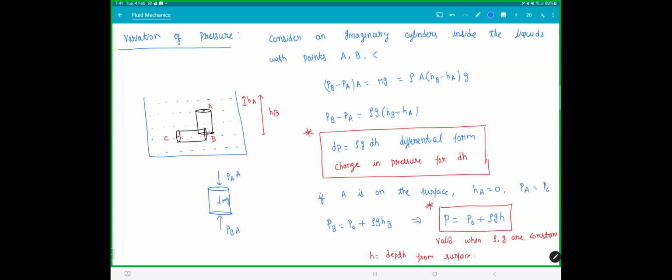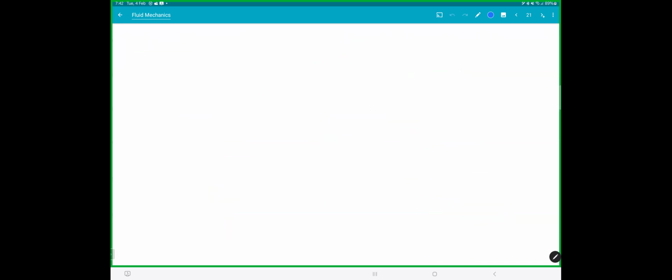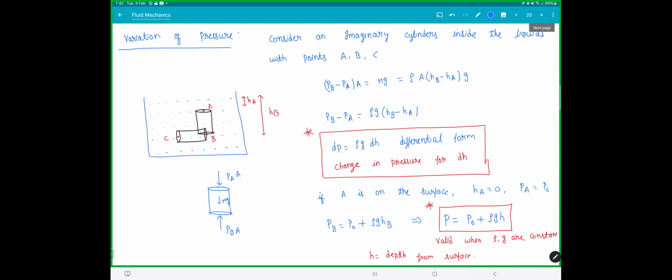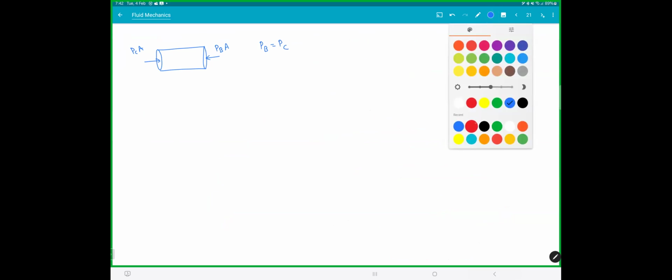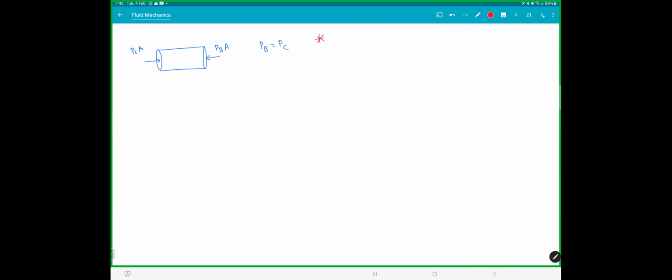Let's see. Now, if you take a horizontal cylinder, this will be PB into area. This will be PC into area. If you see, there is no acceleration horizontally. So we get PB is equal to PC. So from this, we can make a statement. The pressure depends only on the vertical height. Or you can see pressure varies only in vertical direction. It remains constant in horizontal direction.